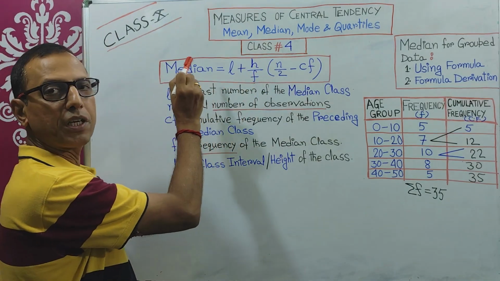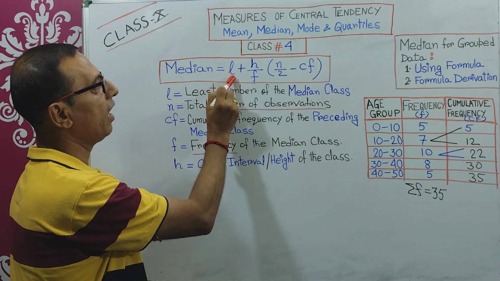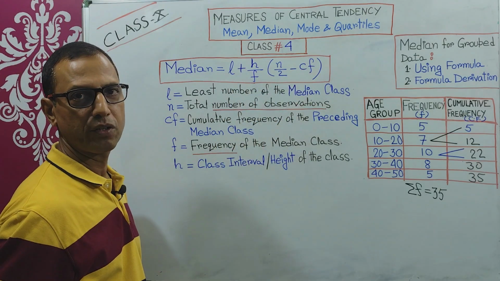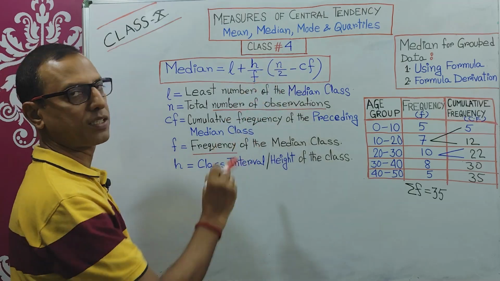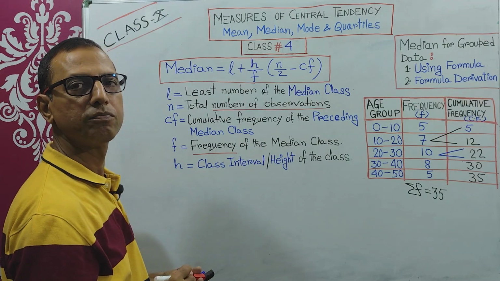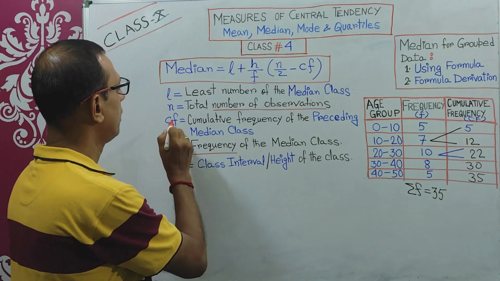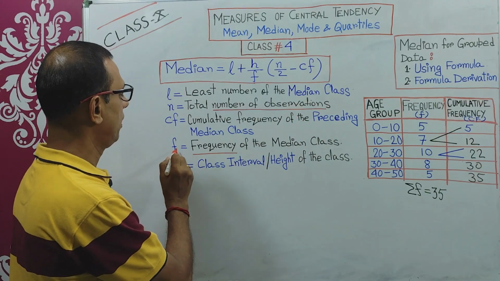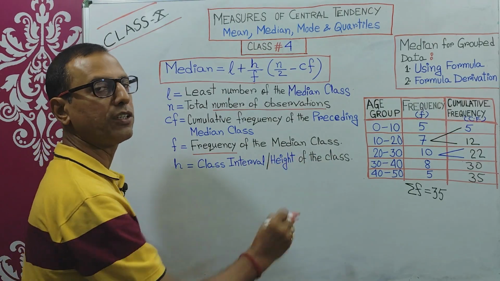How to determine the median for continuous or grouped data? Median equals L plus H by F into N by 2 minus CF. Now let me tell you what is indicated by L, H, F, N and CF. L equals the lower limit of the median class. N equals the total number of observations. CF is the cumulative frequency of the class preceding the median class. F equals the frequency of the median class. H equals the class interval or height of the class.